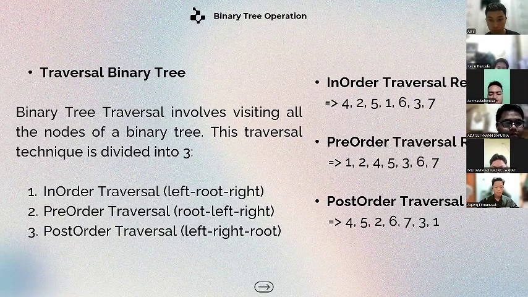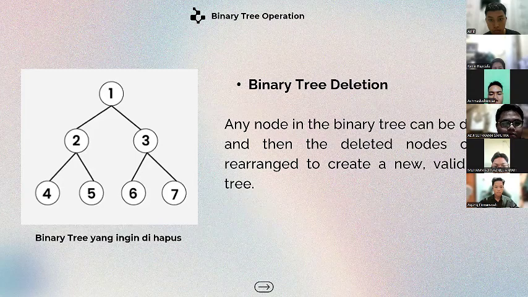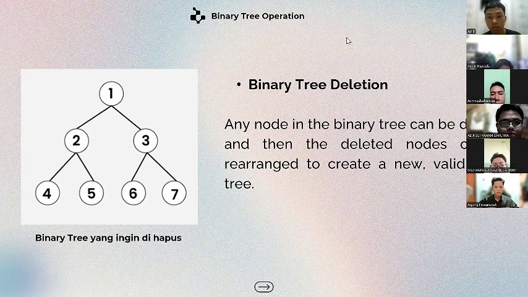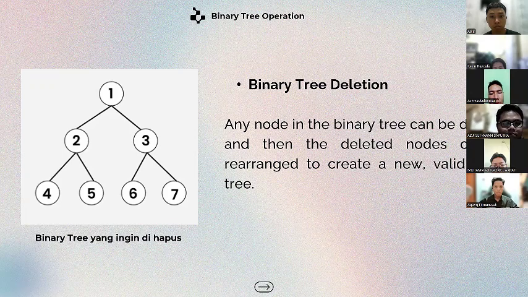Next. How binary tree deletion works. Deletion in a binary tree involves several steps depending on the type of node to be deleted. First, a leaf node. It is deleted without the need to make further adjustments. Second, nodes with one child. The node is deleted and its child takes its place.